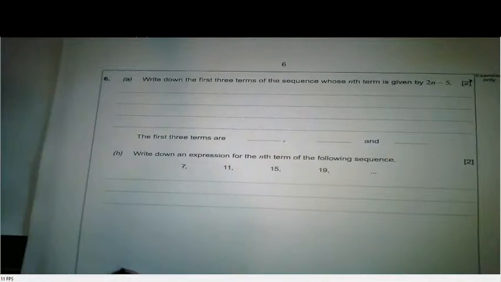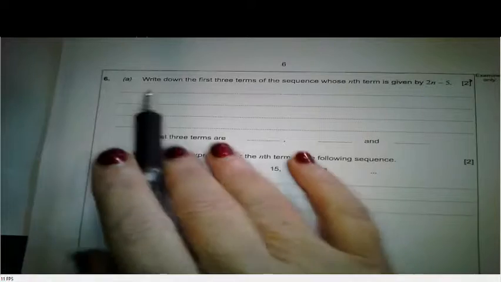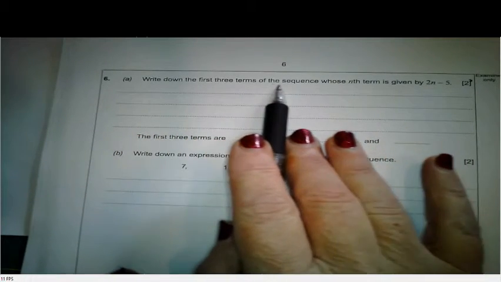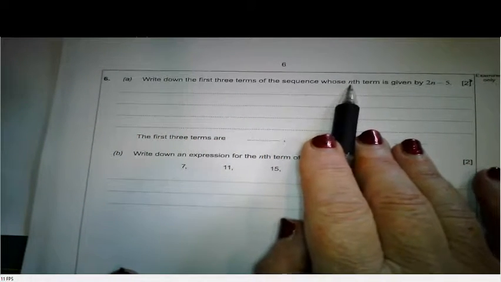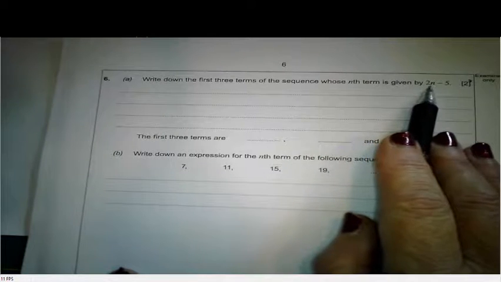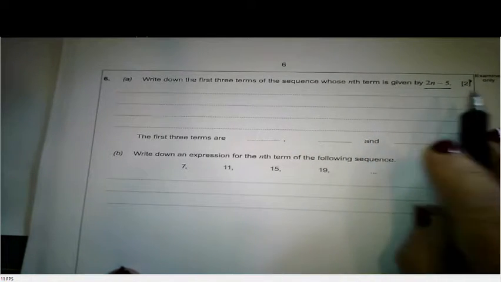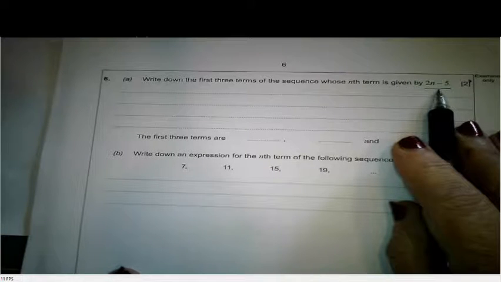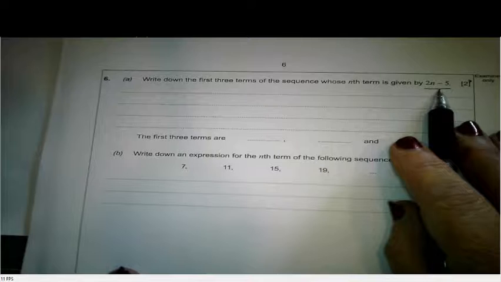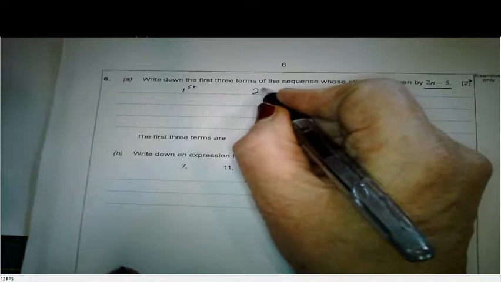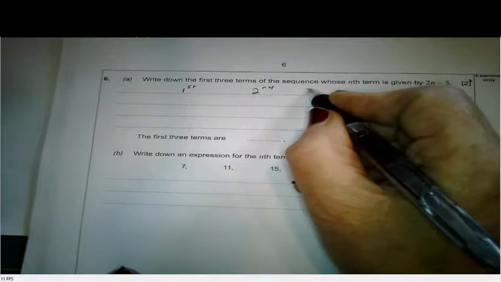Question 6 is all about sequences. It asks us to write down the first 3 terms of the sequence whose nth term is given by 2n minus 5. Now 2n minus 5 is the rule for each number in the sequence. Now I start by writing down the term number.